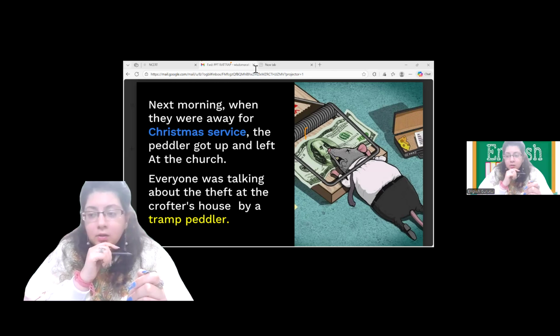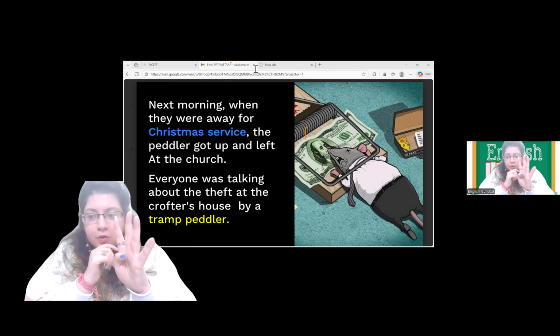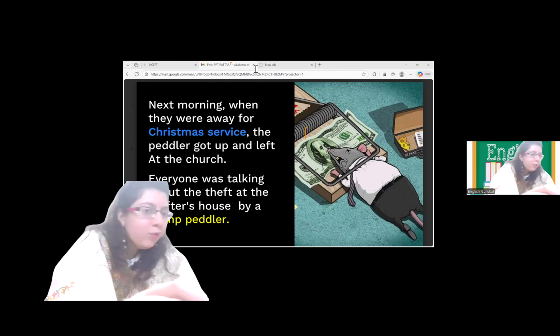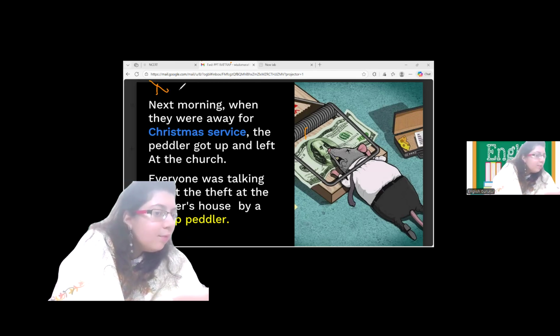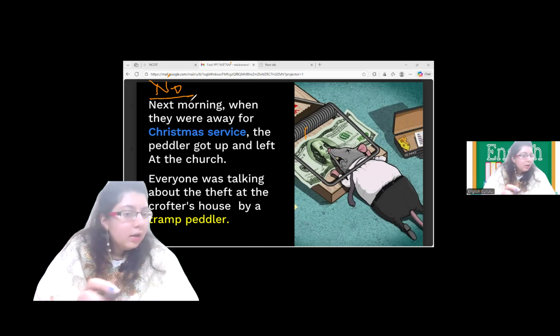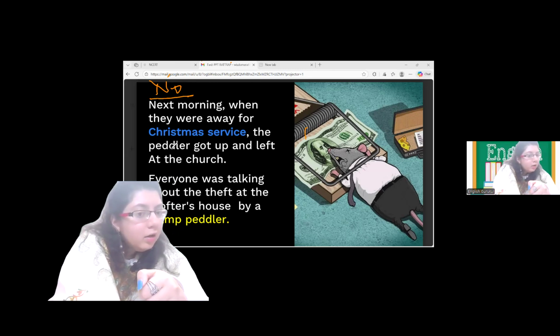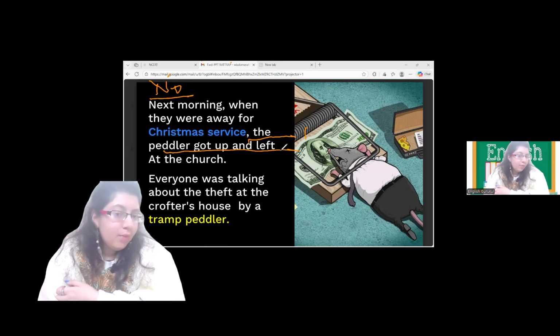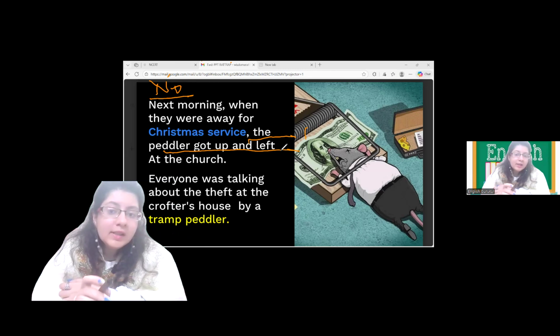Did he steal? No, that's the turning point that we see. No, this time he did not steal. The peddler got up and left, but this time he did not steal.